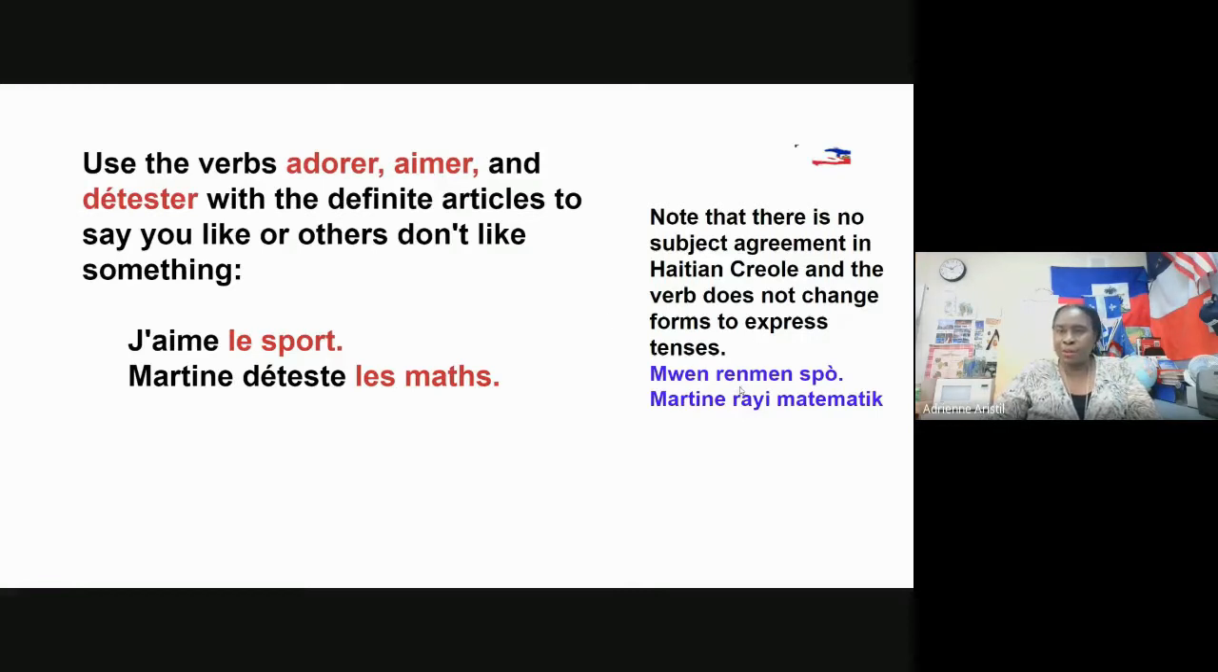Okay, in Creole, there is no subject agreement in Haitian Creole, and the verb doesn't change form to express tense. So simple. I'm just going to translate the example from English. Moi reme sport, Martine raille mathématiques.